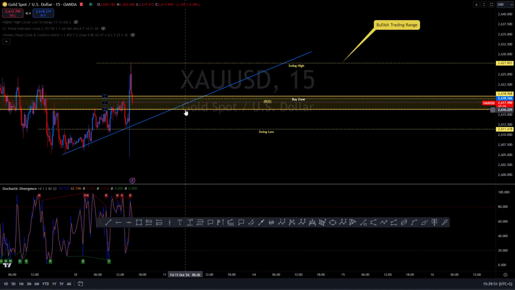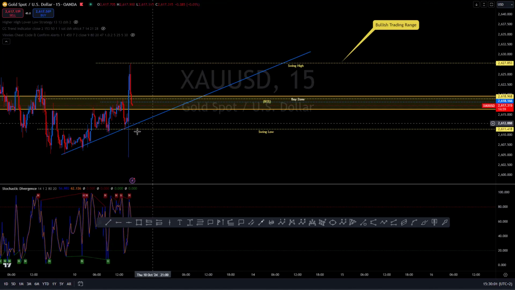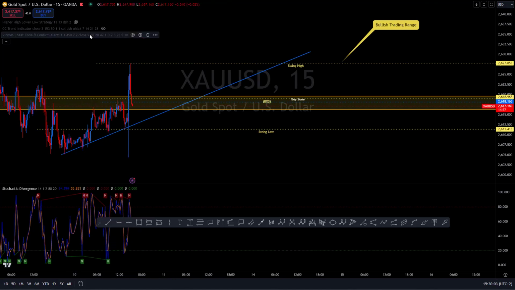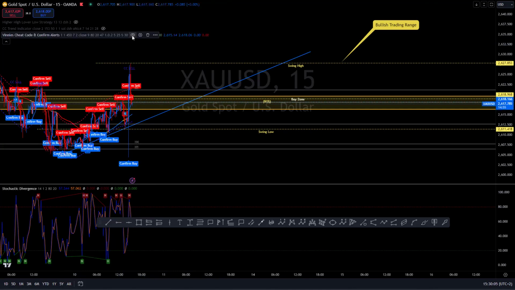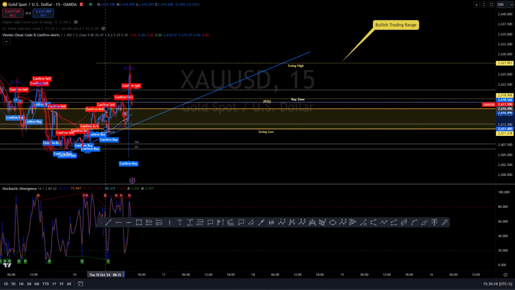So now what we're going to do is turn on the cheat code indicator, okay? And so we can see the cheat code indicator down here. So probably to break the structure, we could say that the pullback can come all the way down here.